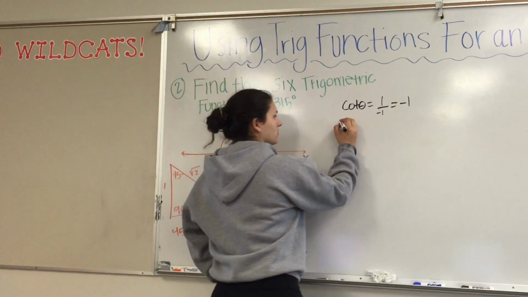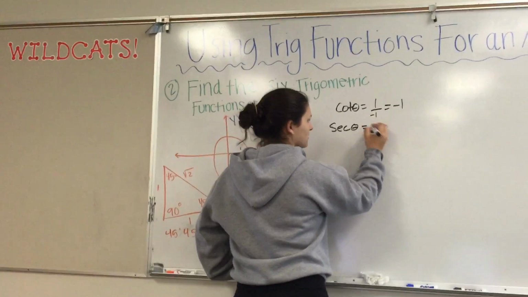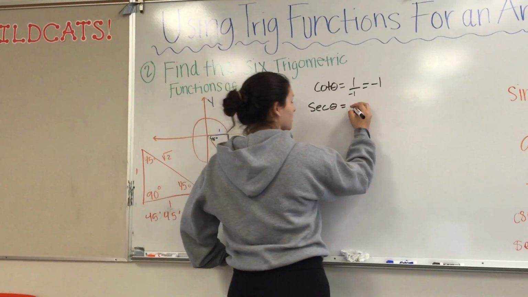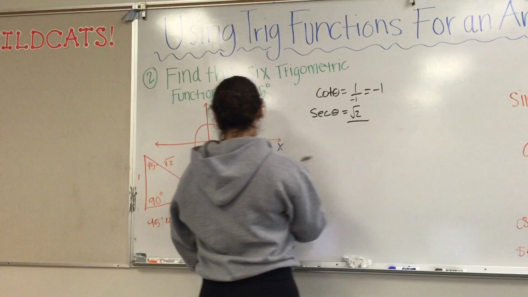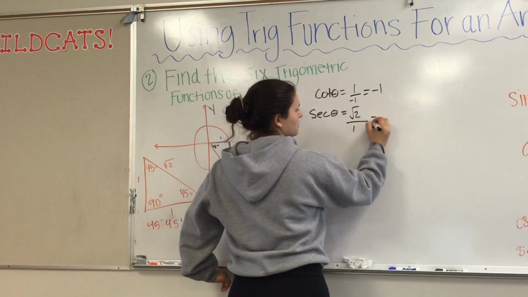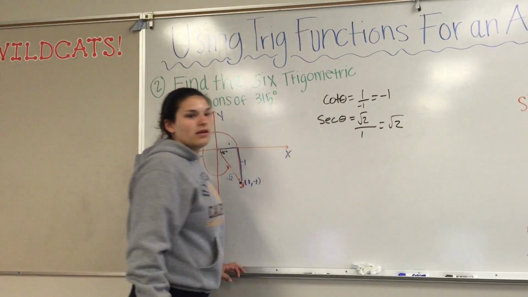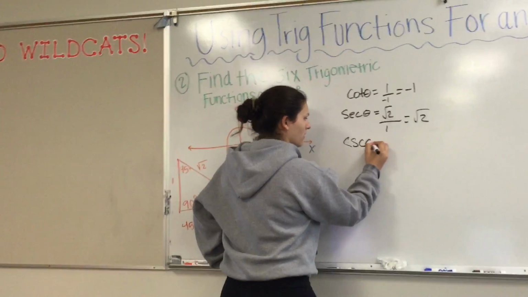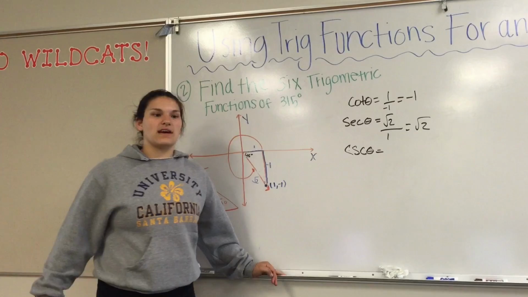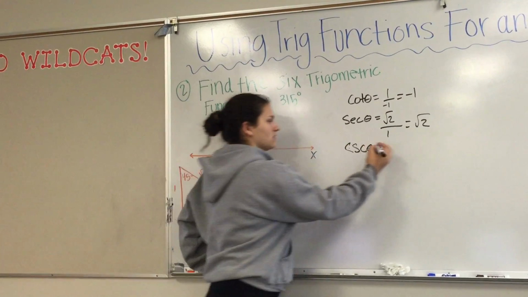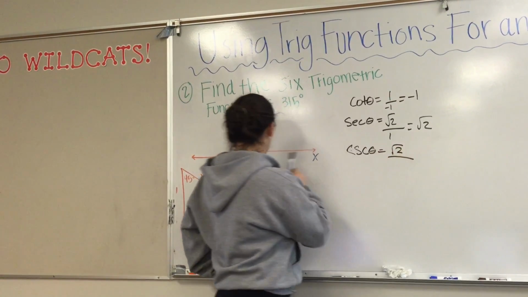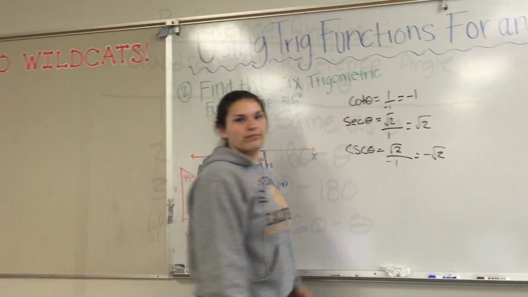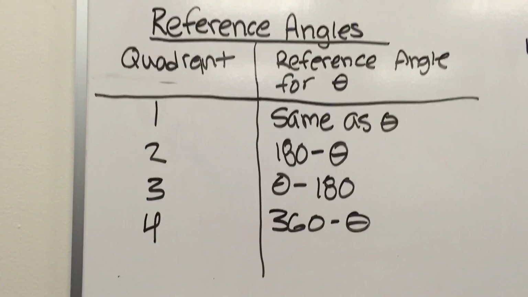Next is secant. Secant equals hypotenuse over adjacent, which is square root of 2 over 1, which is just the square root of 2. Next is cosecant. Cosecant is hypotenuse over opposite, which is the square root of 2 over negative 1, which equals the negative square root of 2. This chart will help you find the reference angle in the next couple problems.